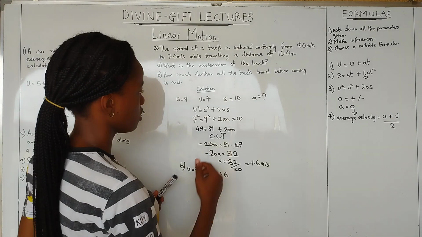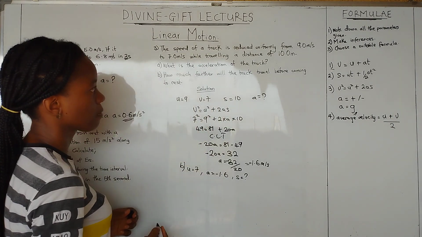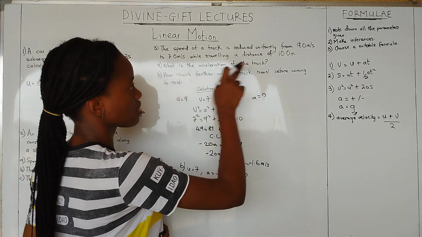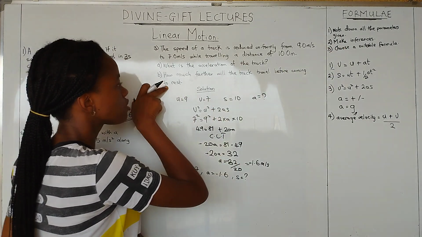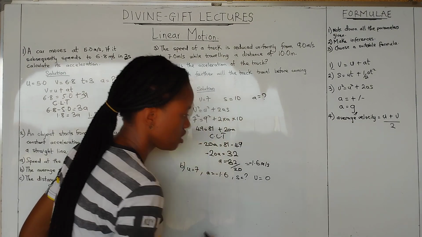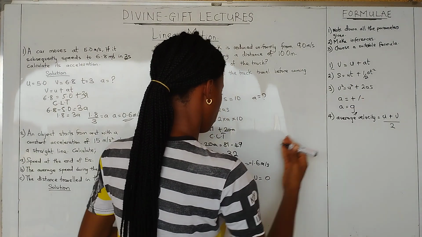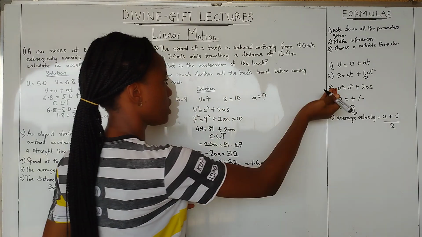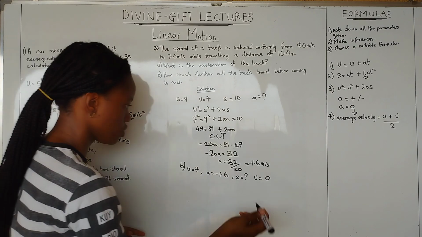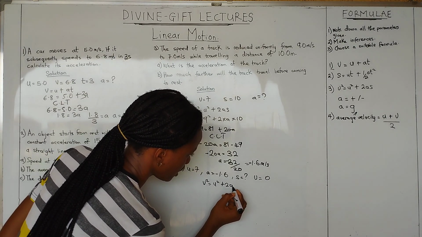Now, also, what are we looking for? S. We don't know S. And they said comes to rest, which means make inferences. If it comes to rest, it means its final velocity is 0. So now, which formula has all these things here? And we find out that, again, it is the third formula. So we are going to make use of that. V squared is equals to u squared plus 2as.